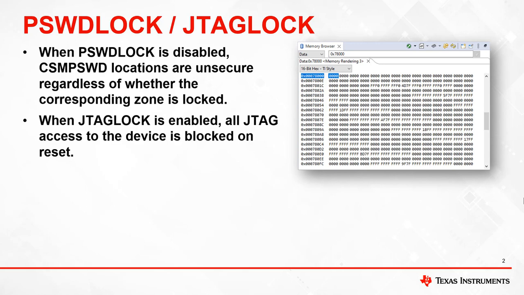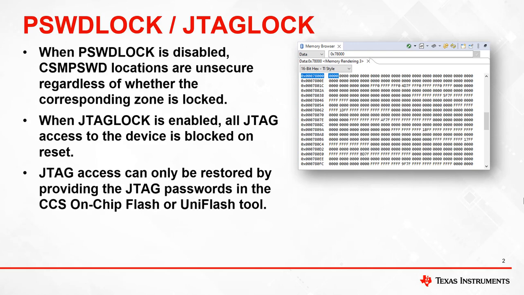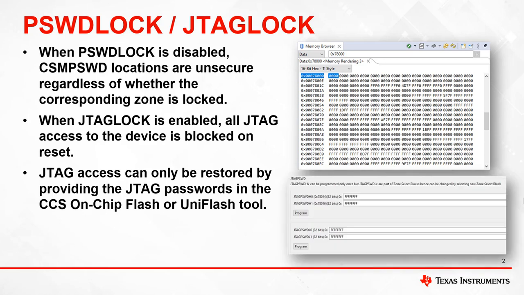When JTAG lock is enabled, all JTAG access to the device is blocked. JTAG lock is enabled in the zone header, so it cannot be disabled after it has been enabled. To restore JTAG access, the user must provide their programmed JTAG passwords in the CCS OnChip Flash tool or UniFlash tool. If JTAG lock is enabled, the user must manually unlock the JTAG after each device reset to restore JTAG access. The bottom image in this slide shows a view of the CCS OnChip Flash tool's JTAG password GUI, which can be used to program the JTAG passwords.